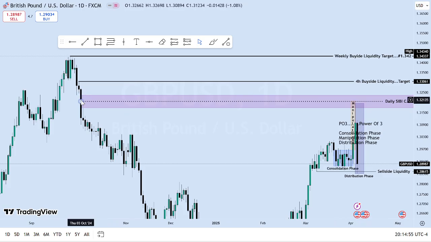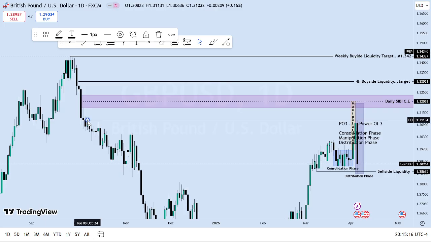Sell side imbalance, buy side inefficiency. The 50% of it is acting as a major resistance there. So that is where the manipulation phase delivered into, going to take out all the liquidities. This is a buy side liquidity resting above. You can see the rejection block there. That's a rejection block.